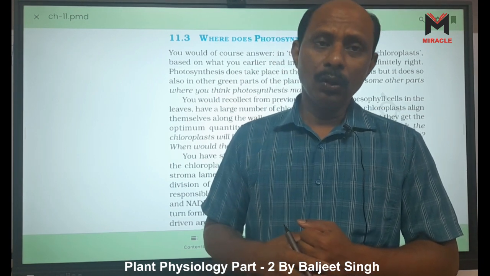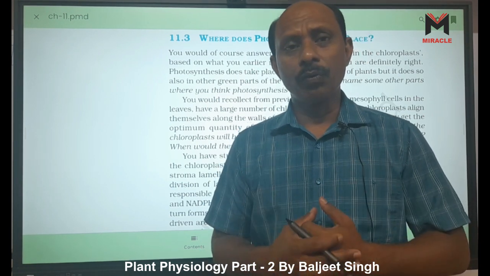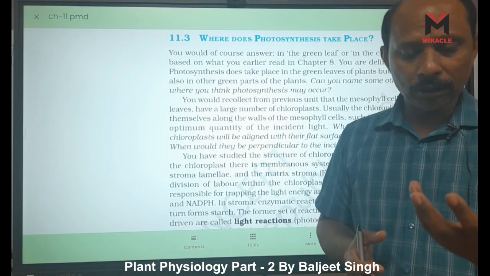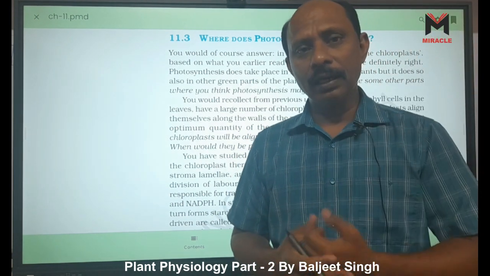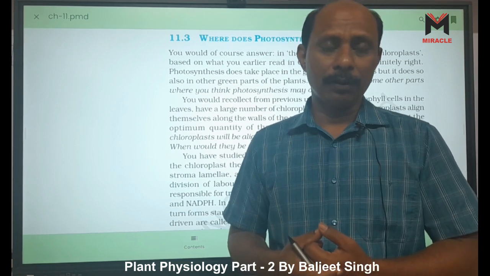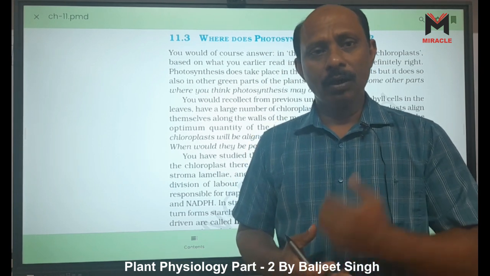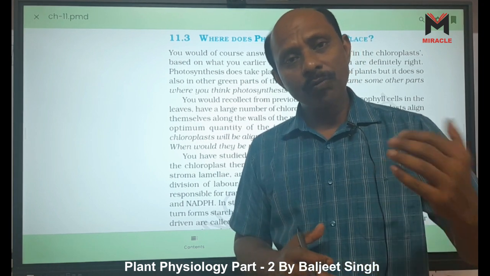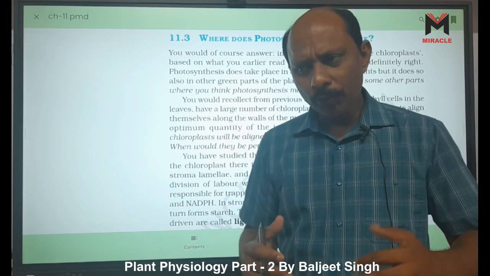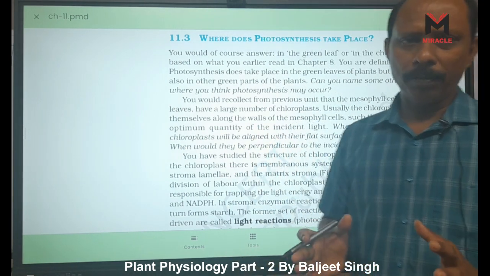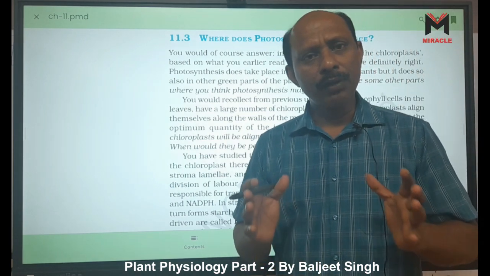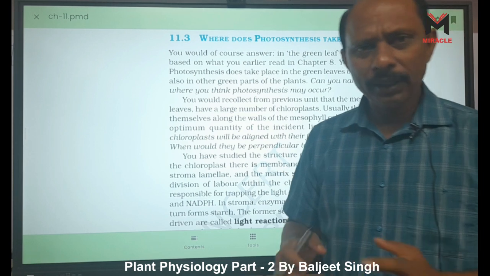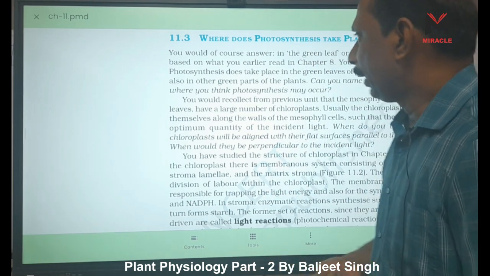Then in unripened fruit, they are green in color, like mango. Unripened mango is green in color. After ripening, it becomes yellow in color, right? Green chilies or green tomatoes are green in color when they are unripened. They are also involved in photosynthesis. That means all the green part of the plant is involved in photosynthesis. Most common is our leaves, that is given here.